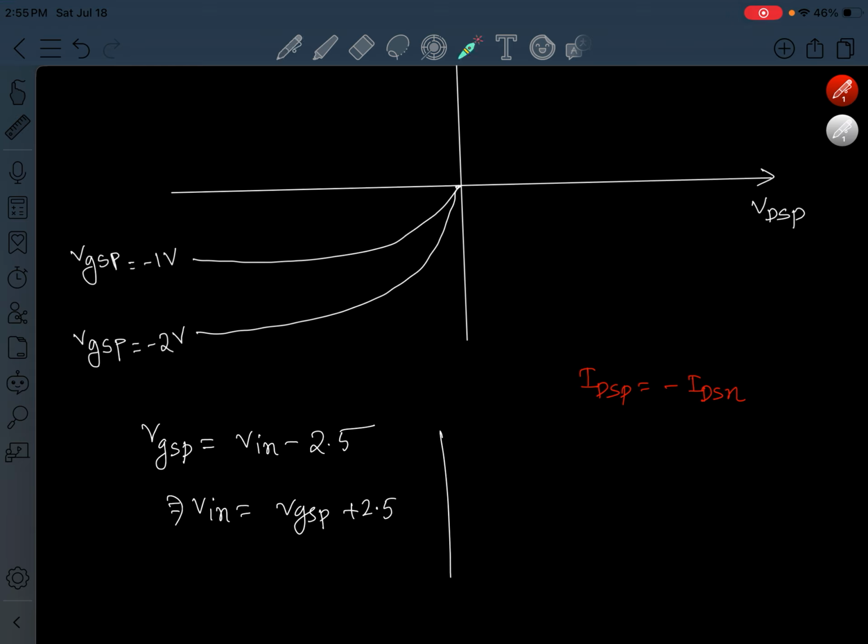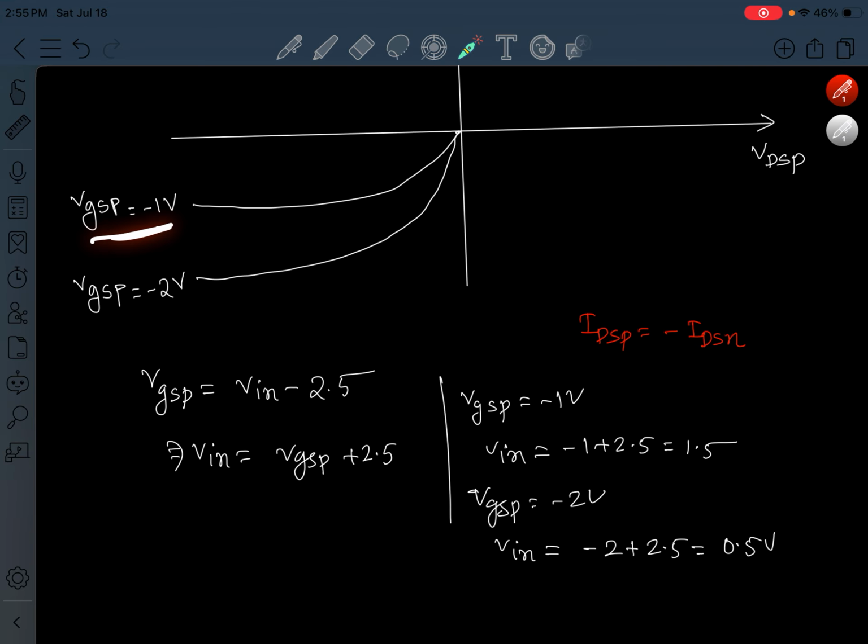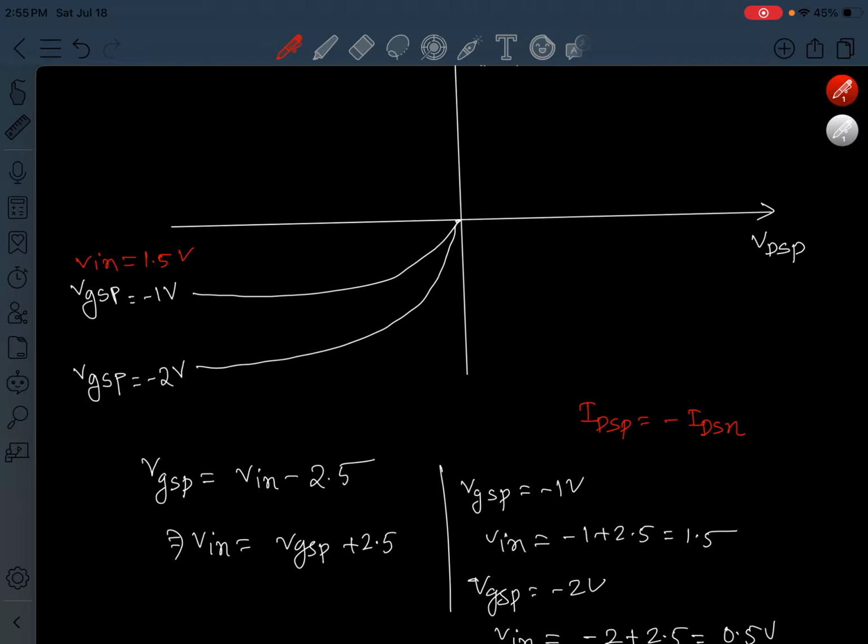Now for -1 volt, what will be the V in? If we put this -1 into this equation, -1 plus 2.5, that will be 1.5 volt. For VGSP equal to -2 volt, what will be the input voltage? V in will be -2 plus 2.5, that means 0.5 volt. So we can change this parameter also. Now for this, V in equals 1.5 volt. For this, V in equals 0.5 volt.